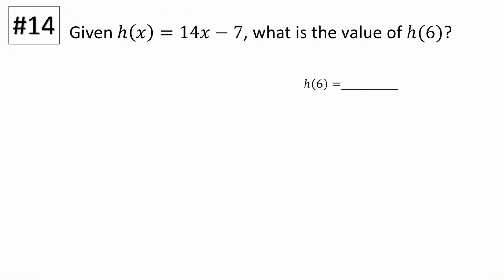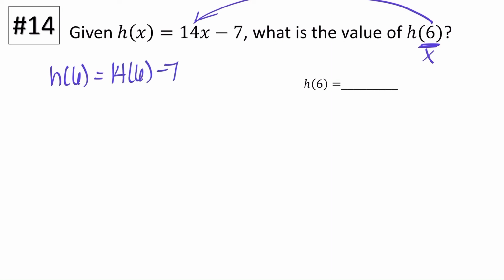Now given h of x equals 14x minus 7, what is the value of h of 6? So what we're going to do is, once again, this is telling us a value of x, and we're going to take that x and plug it into this equation. So we have h of 6 equals 14 times 6 minus 7. 14 times 6 is 84. So we have 84 minus 7, which is 77. So h of 6 equals 77, and that is the value of this function.